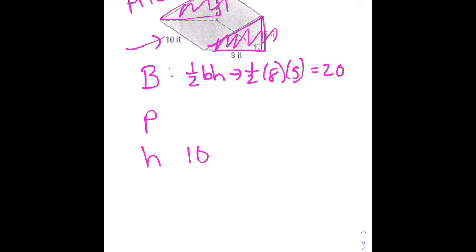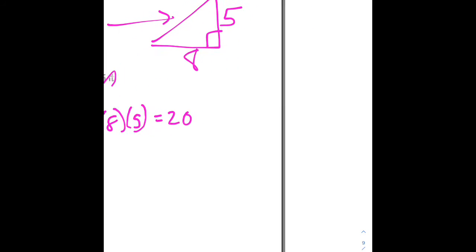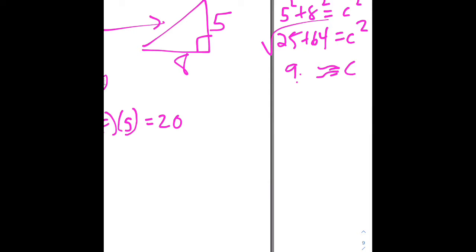What is difficult is the perimeter. We know that this is 5 and this is 8, but I need the hypotenuse in order to figure out the perimeter. In order to do that, I have to use the Pythagorean theorem. So I have to take 5 squared plus 8 squared equals c squared. That's 25 plus 64. Again, I'm going to let you do the calculator work on your own, but c is approximately 9.4.